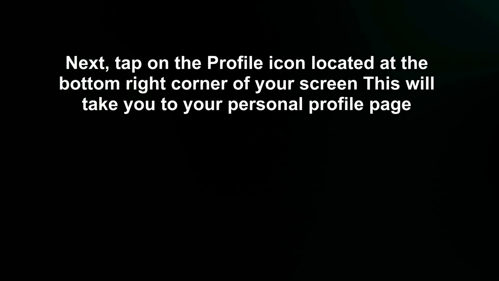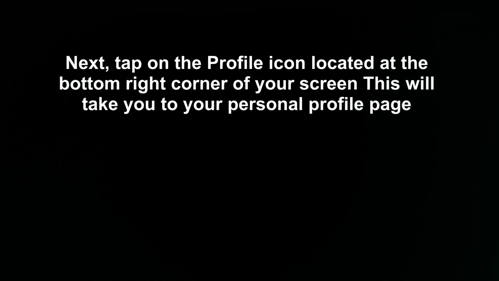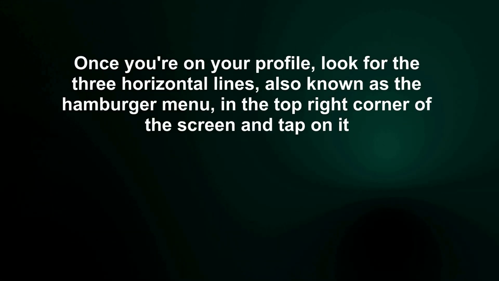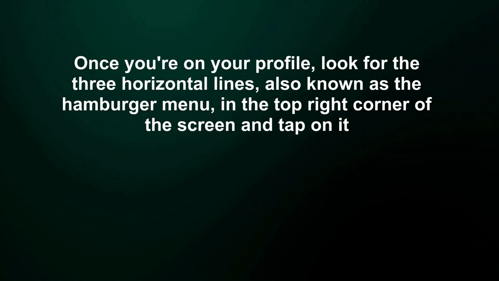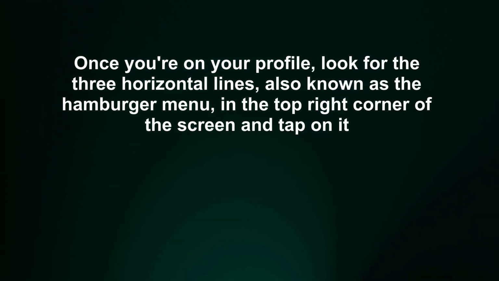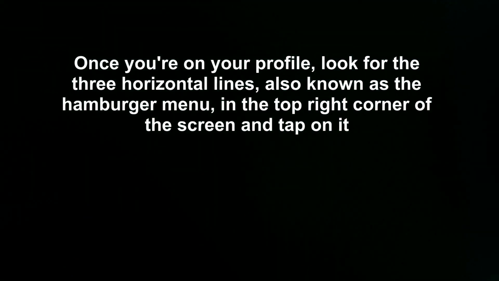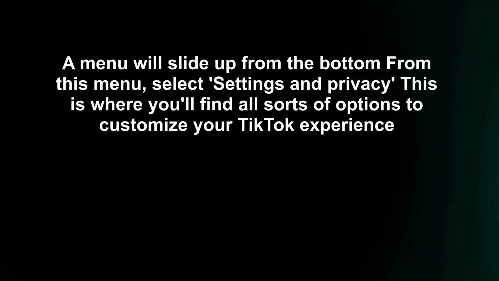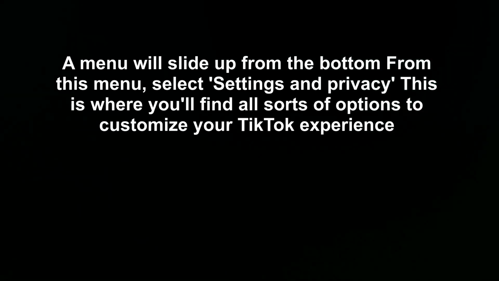Next, tap on the profile icon located at the bottom right corner of your screen. This will take you to your personal profile page. Once you're on your profile, look for the 3 horizontal lines, also known as the hamburger menu, in the top right corner of the screen and tap on it. A menu will slide up from the bottom. From this menu, select Settings and Privacy.